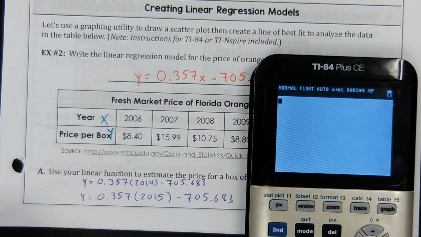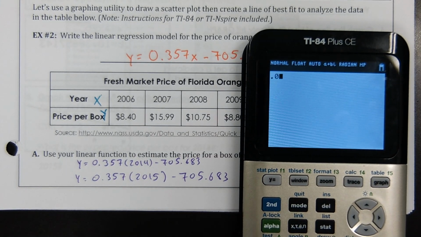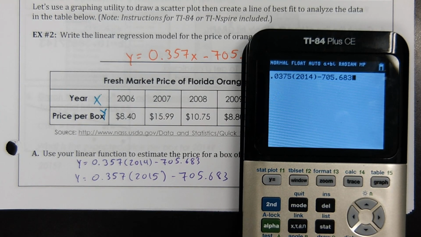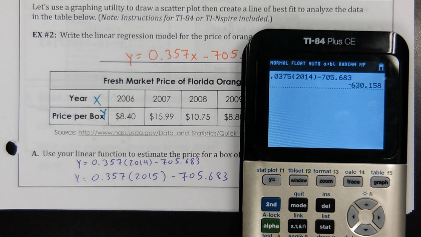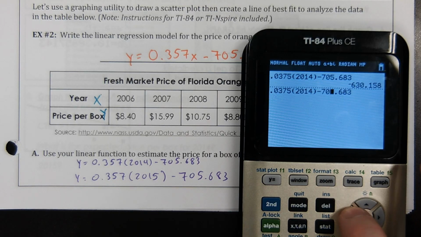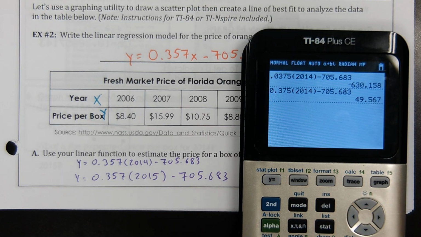Okay, I'm just going to hit clear. Get me back to my main screen. I hit clear. 0.0375 parentheses 2014 parentheses minus 705.683 is. Something went wrong. You guys see what it is? 0.0375 instead of 0.375. So here's how we're going to do that. 0 decimal, hit enter again. There we go. Much better.